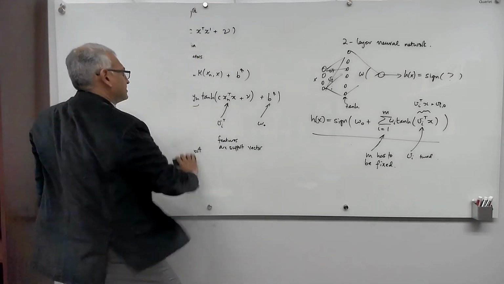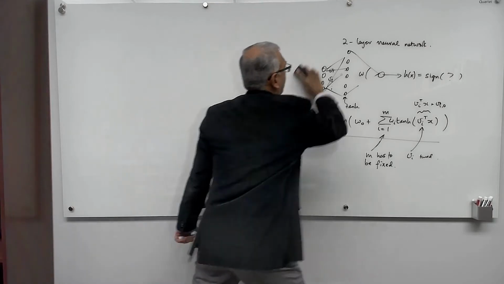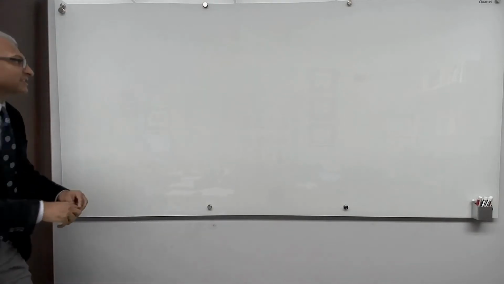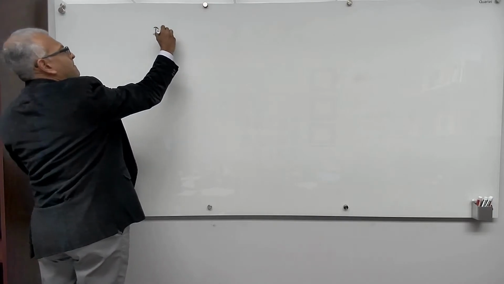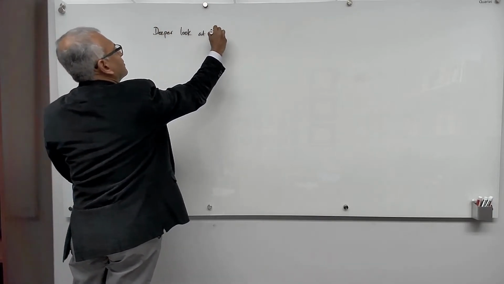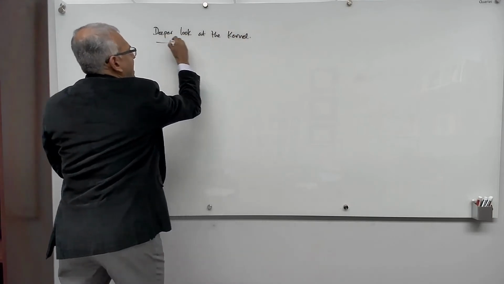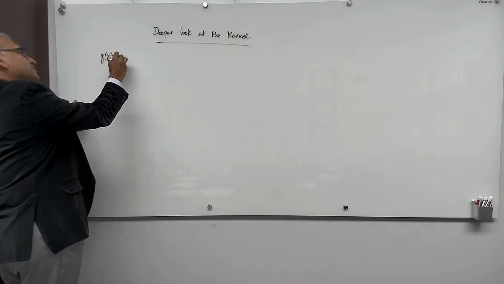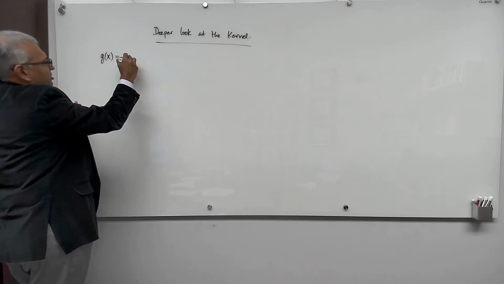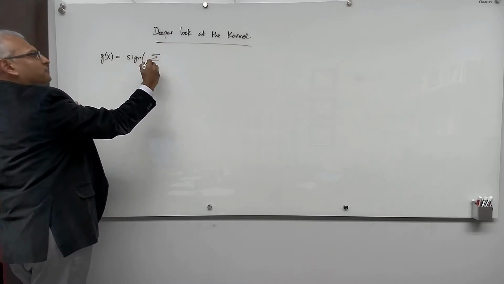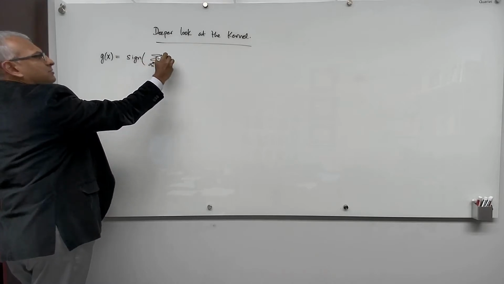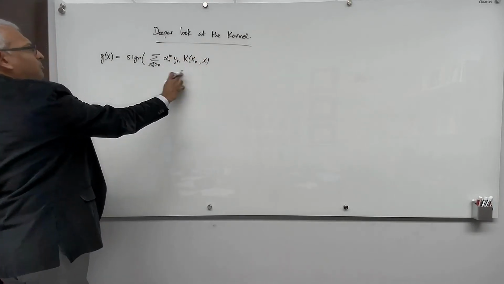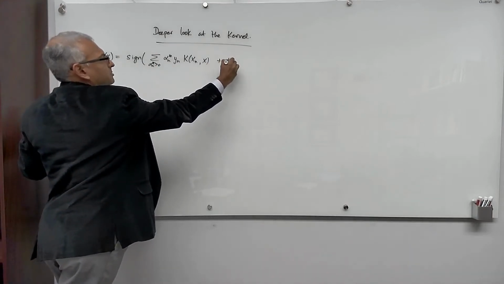So what exactly is the kernel? A closer look, a deeper look at the kernel. I erased the main function that I wanted to keep, so let me rewrite it. So the final hypothesis g of x is essentially an expansion over your support vectors, alpha n star greater than 0, alpha n star y n kernel of x n and x. So x n is the data point, the support vector, and x is the input, plus b star.